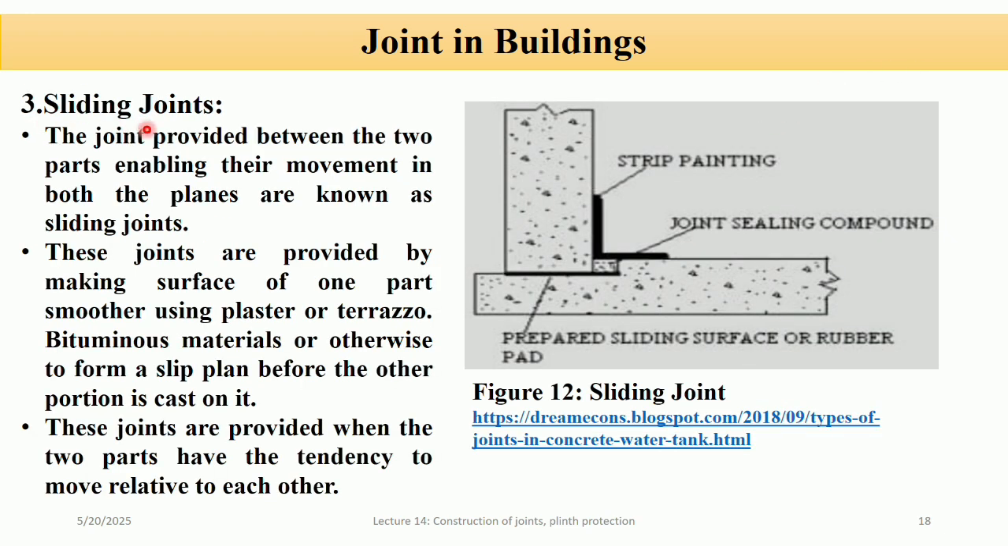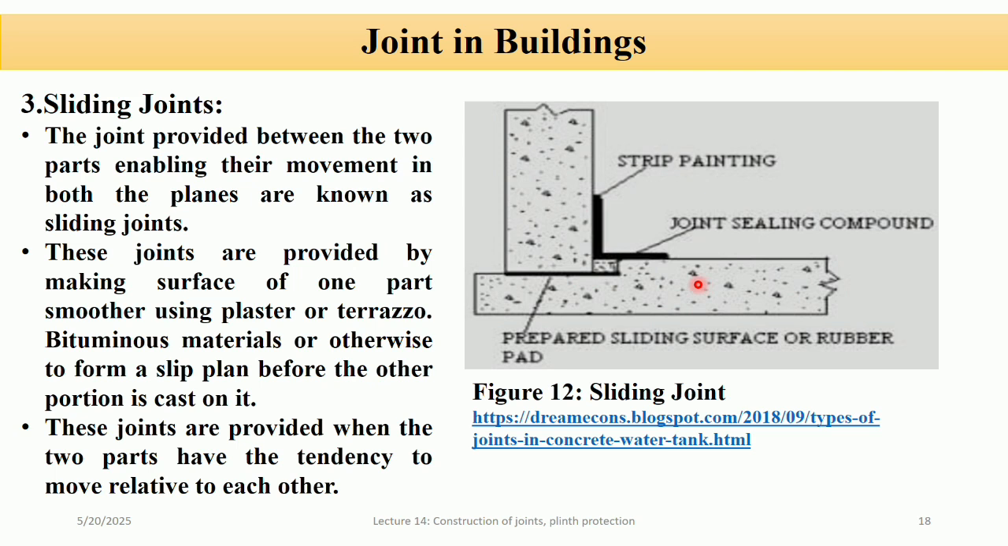The groove can be made on one or both surfaces of the concrete, usually during finishing while the concrete is still fresh. Sliding joint. The joints provided between two parts, enabling their movements in both planes, are known as sliding joints. The surface of one part is made very smooth using plaster, terrazzo, or bitumen material, and this smooth surface acts as a slip plane which reduces friction and allows the new concrete poured on top or beside it to slide freely during movement.